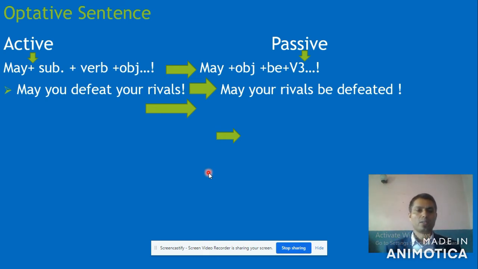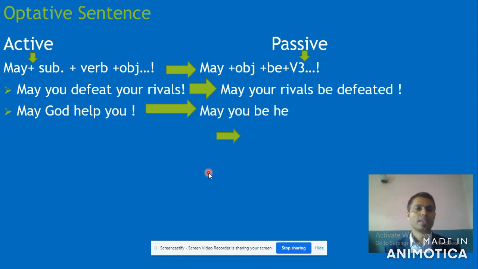Well, now look at the example sentence here. May God help you. While changing it into passive form, as given here in the structure, you write "may". It won't be changed, it remains the same, as we did before. Then "may you". This "you" remains here.